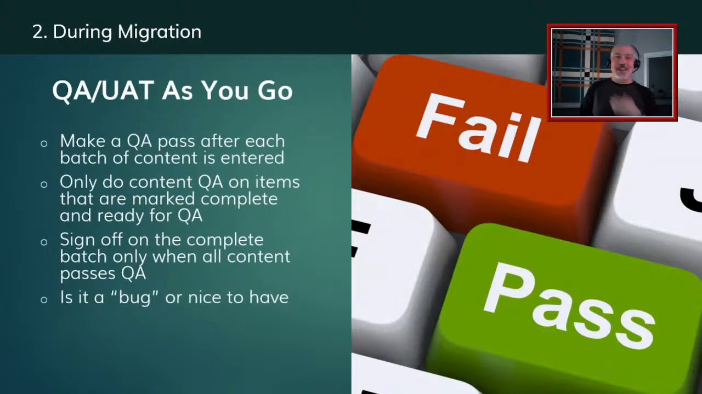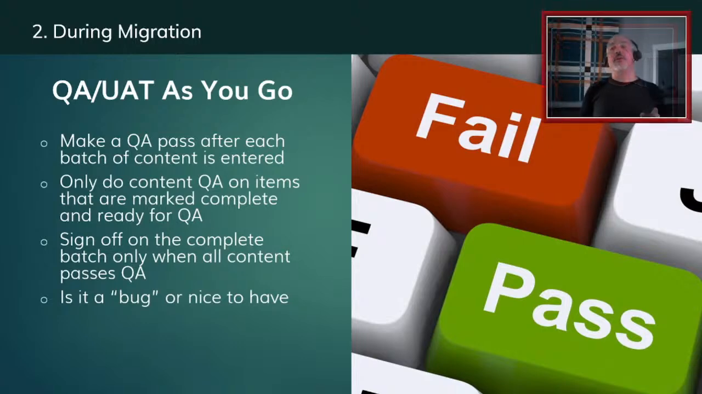QA and UAT. QA should happen a lot. Authors should be performing their own content QA as they go, noting any issues or missing and broken items in your spreadsheet. You should be QAing your forms and your videos too. Perform your official content QA at the completion of each content batch and only on the items that are marked as ready for QA.